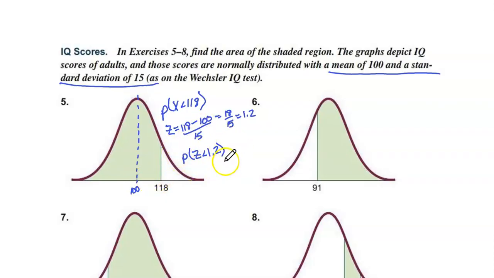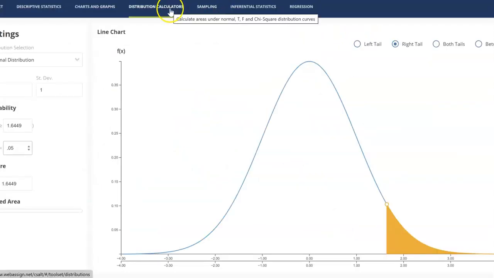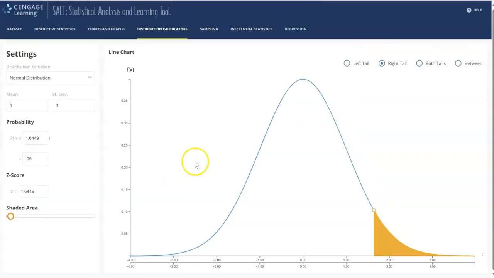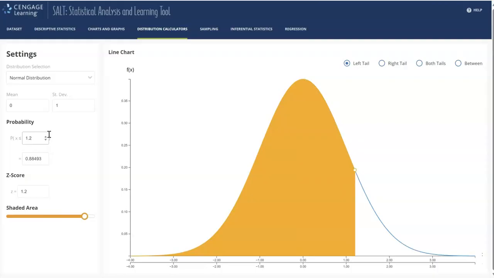So if I want to find this probability value, I'm going to go back to SALT. I'm using a distribution calculator, and let me resize this. So I found the mean. I standardized a score, which means I could look at the standard normal distribution. I want to know what's going on in the left tail. My z-score value was 1.2. And I'm going to get a probability of 0.8849. So that's what we would write on our notes over here.